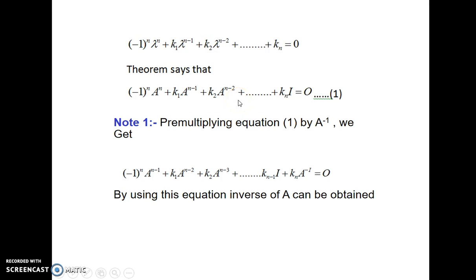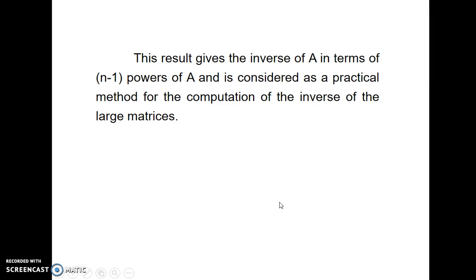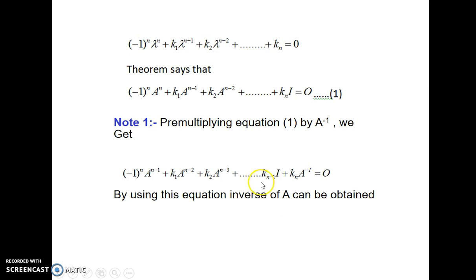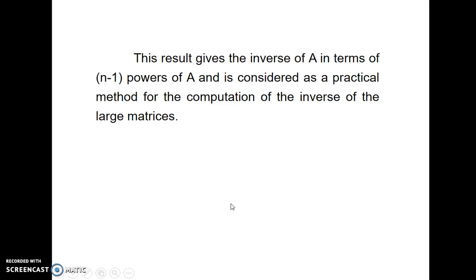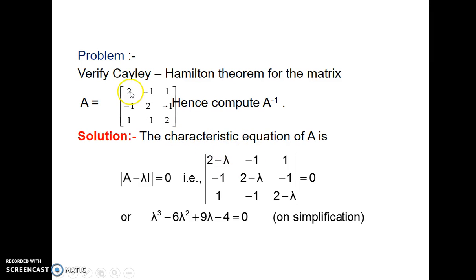Now, how do we get A inverse? Look at this equation. When we pre-multiply by A inverse, we get an equation this way. This we can solve by taking terms to the right-hand side. Then we can find A inverse. This is actually a very good use for finding any powers of matrix A up to n minus 1. Now I'll explain it using a problem.